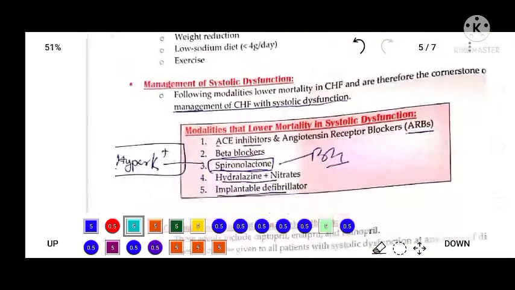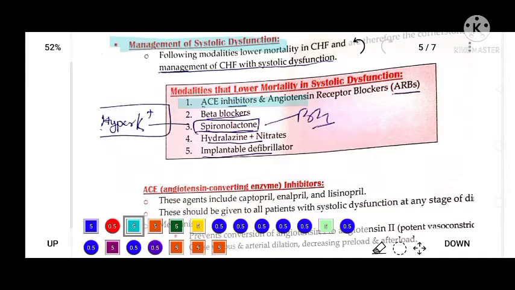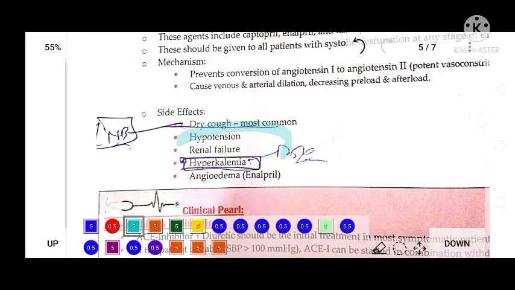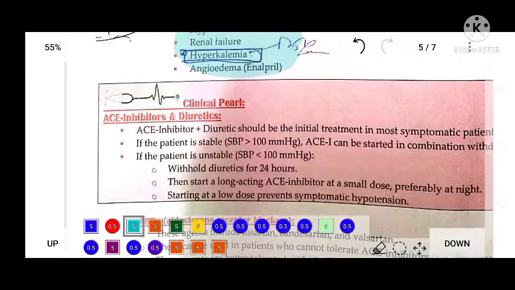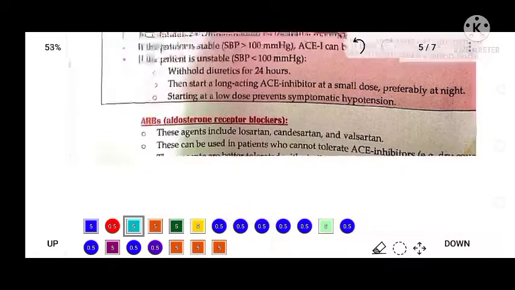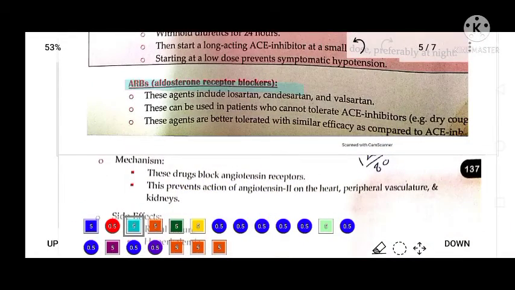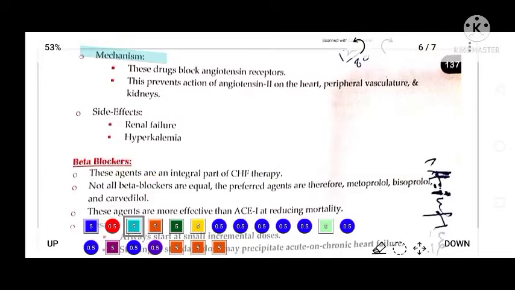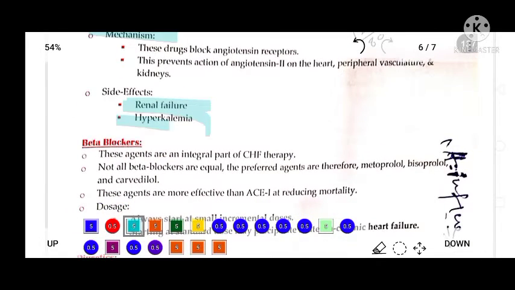Lifestyle modification is the most important primordial prevention of heart failure. Then management of systolic dysfunction with ACE inhibitors, beta blockers, spironolactone, hydralazine, nitrates, and implantable defibrillators. ACE inhibitors are given, and there are certain side effects of ACE inhibitors like dry cough. Captopril can cause dry cough, hypotension, renal failure, and hyperkalemia, and angioedema can occur with enalapril, and in this way we can treat. ARBs, angiotensin receptor blockers, should also be given like valsartan and other sartan drugs, and the side effects of these drugs are renal failure and hyperkalemia.